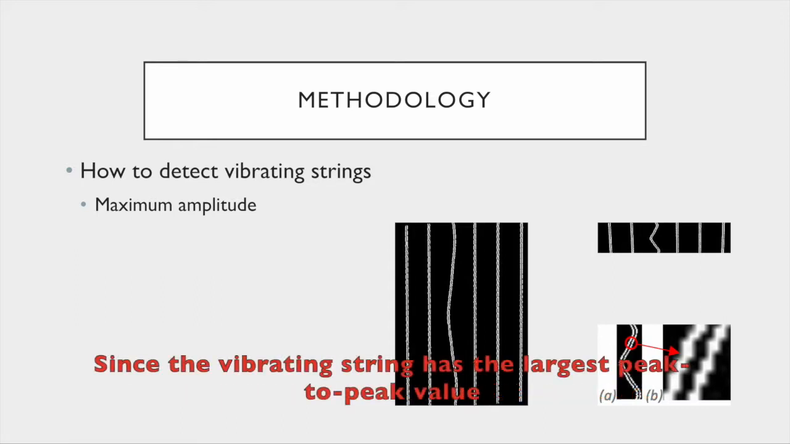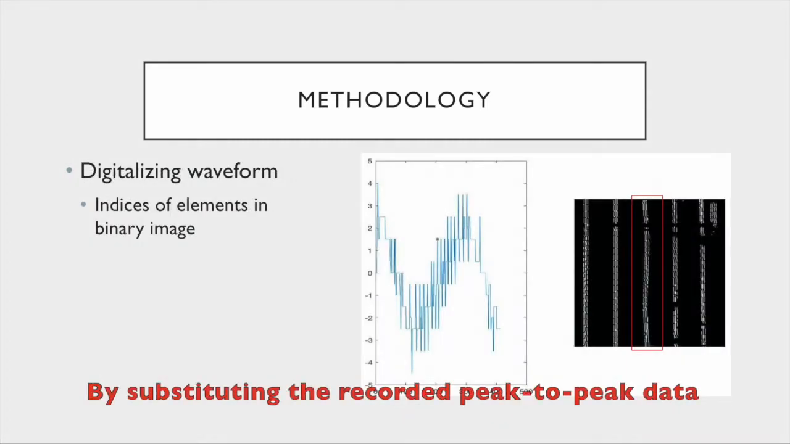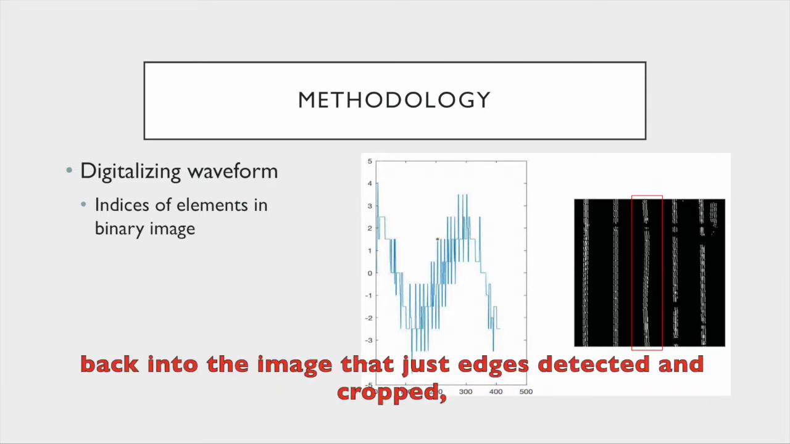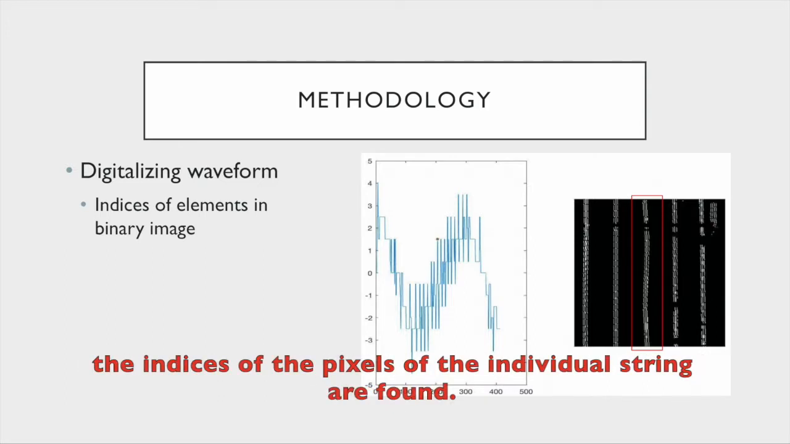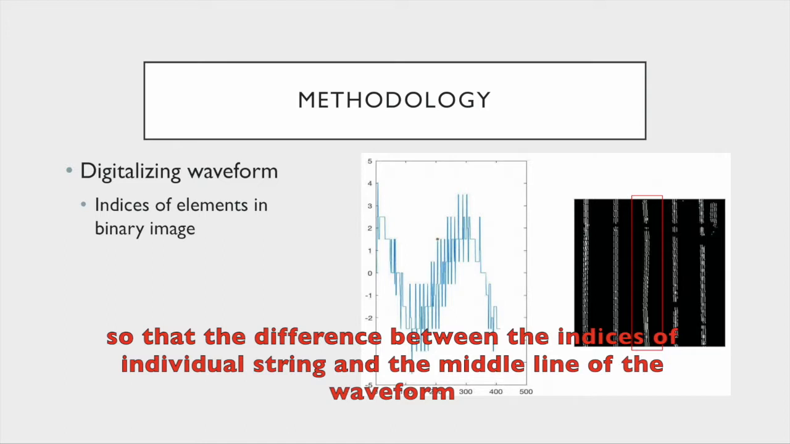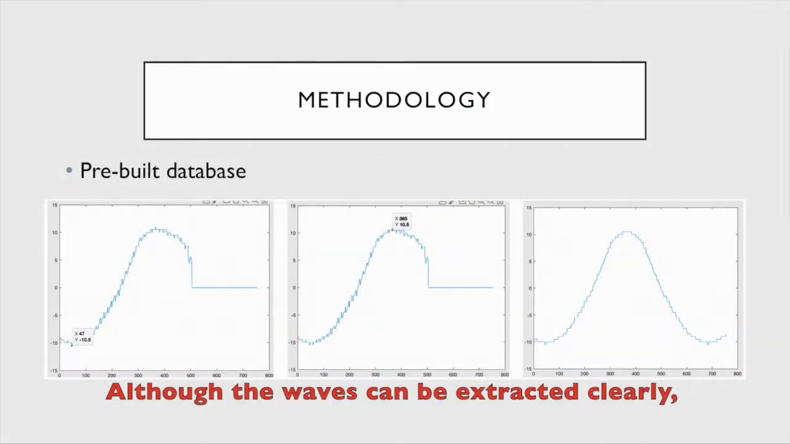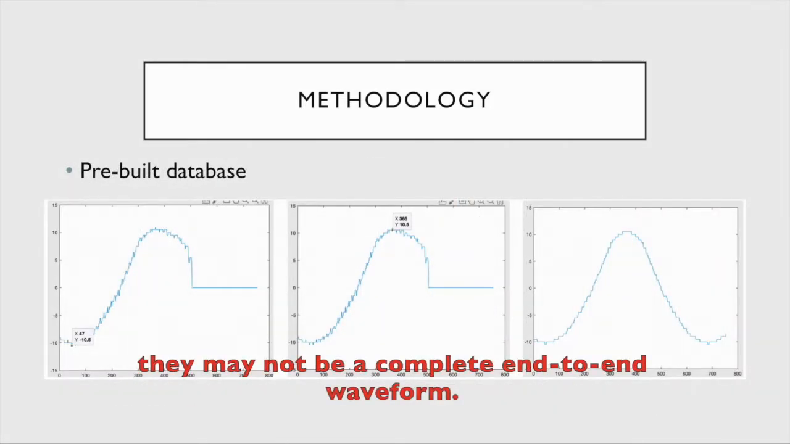Since the vibrating string has the largest peak-to-peak value compared with the other strings, the vibrating string will be detected. By substituting the recorded peak-to-peak data back into the images that were just detected and cropped, the index of the pixel of the individual string is found. Also, the middle point of the waveform is calculated and stored, so that the difference between the index of the individual string and the middle line of the waveform will be calculated and stored as a set of magnitudes of a discrete signal. Although the waves can be extracted clearly, they may not be a complete end-to-end waveform.